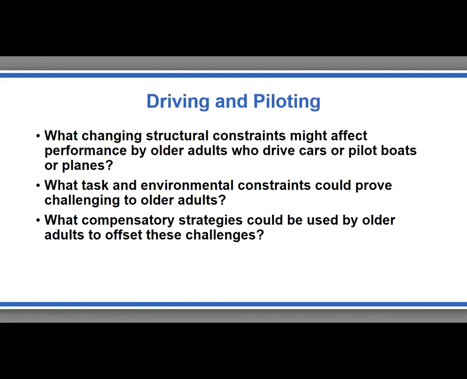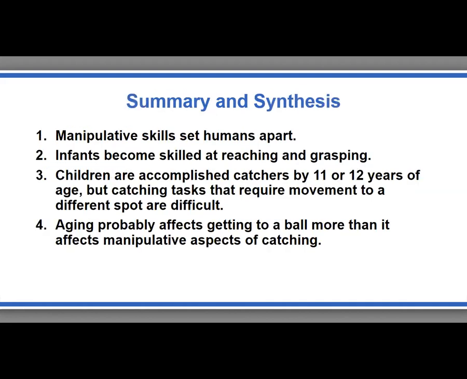Driving and piloting. What changing structural constraints might affect performance by older adults who drive cars or pilot boats or planes? What task and environment constraints could prove challenging to older adults? And what compensatory strategies could be used by older adults to offset these challenges? Again, you've got to think about what's there. And each individual's different, right? Some older adults have a lot more visual and physical abilities than others. And so you have to take them on a case by case basis, right?